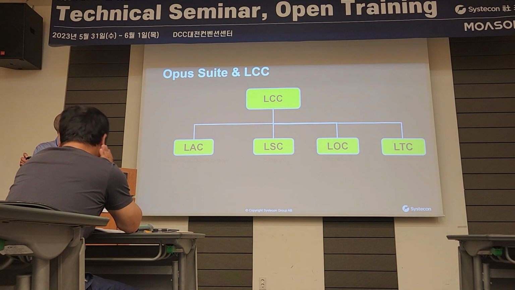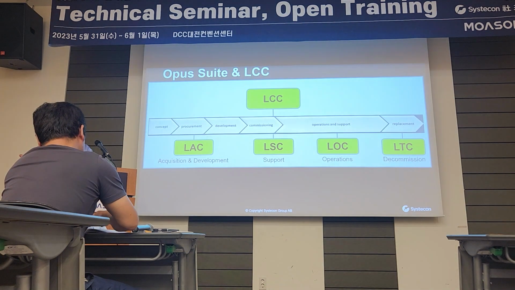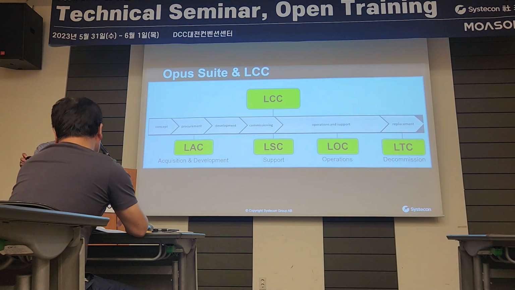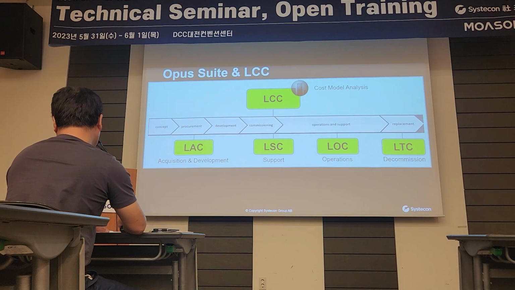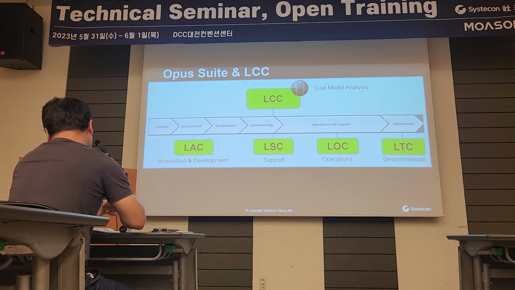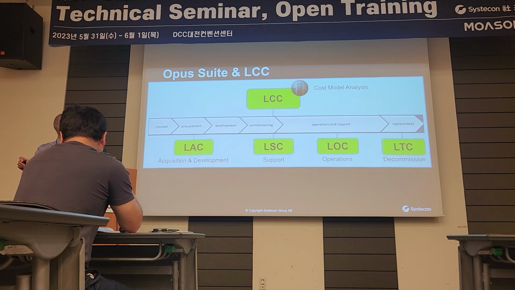So, OPUS Suite and LCC. Of course, cost model analysis in CATLOC. That is OPUS Suite's capability in order to allow you to build up a cost model. And these are only examples. You can build up what cost model you would like, what LCC model you would like. But CATLOC harbors the cost model.